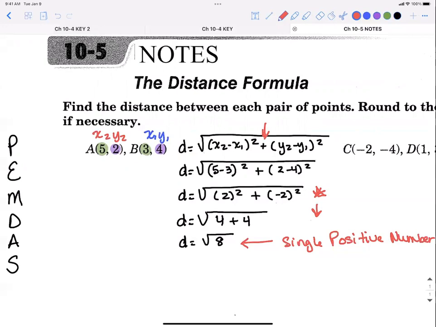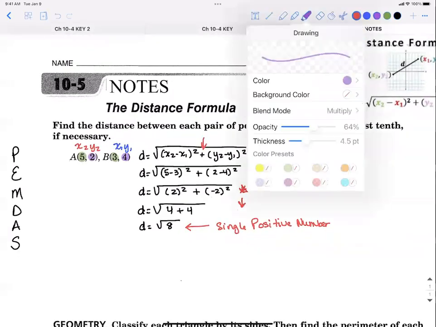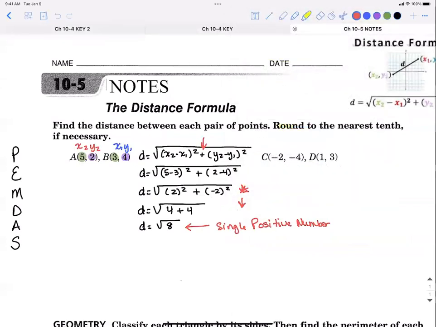Yes, sir. So do you have the right formula? No, I just do that in my notes so you can see where I'm putting everything. You do not have to rewrite the formula every time. Something I want to point out is in the instructions, it says round to the nearest tenth.